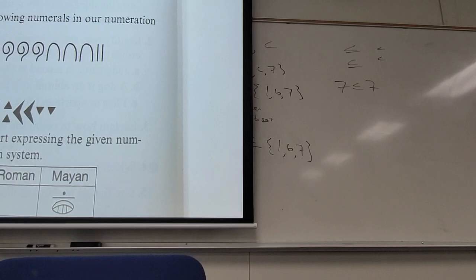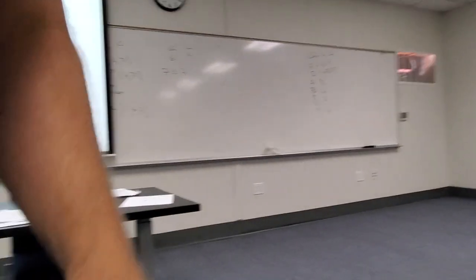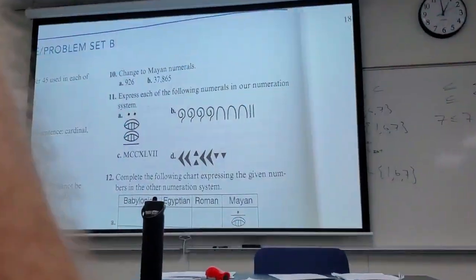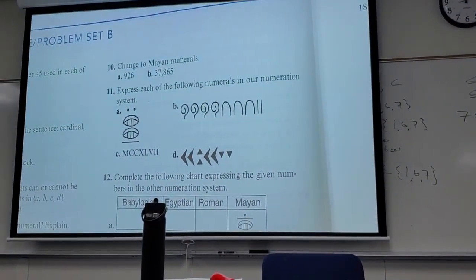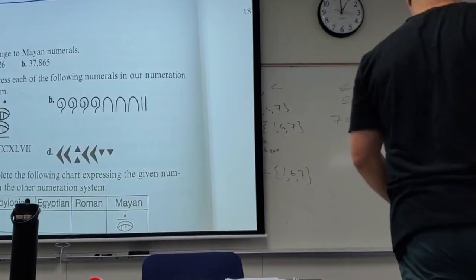Okay. So what's the very first thing you do when I give you one of our numerals and I say convert it to whatever, in this case Mayan? What's the very first thing you should do? Do the place values. Yes, good.